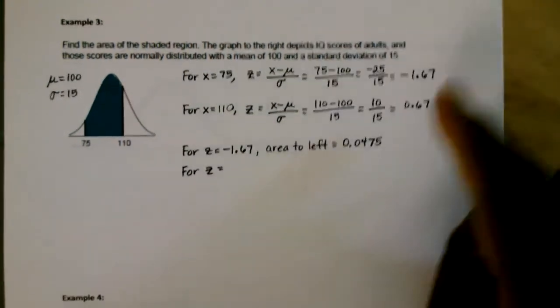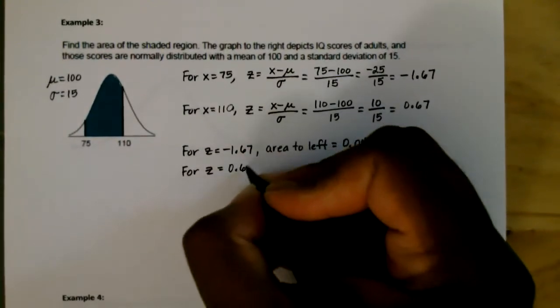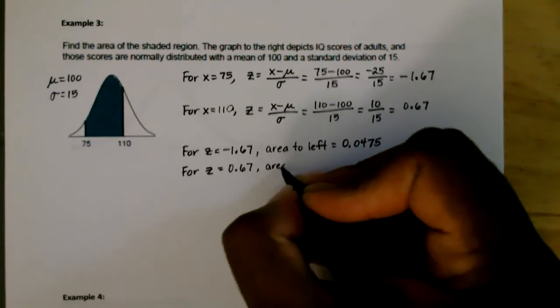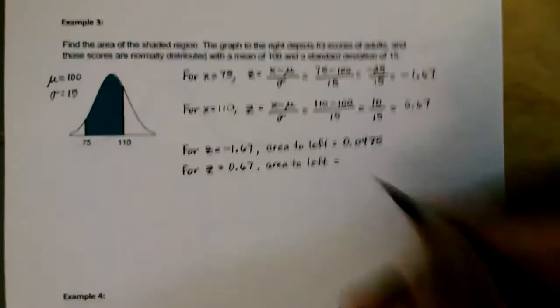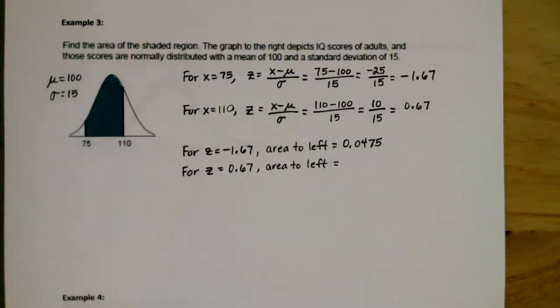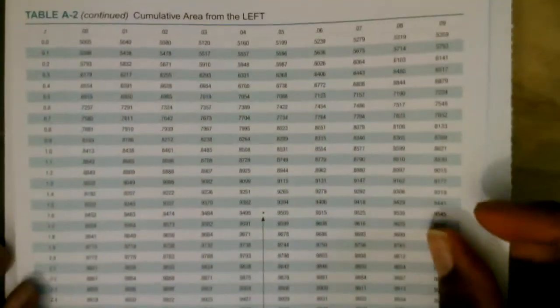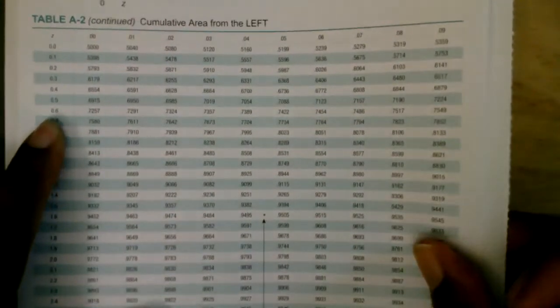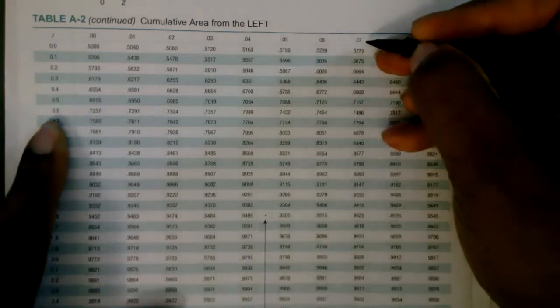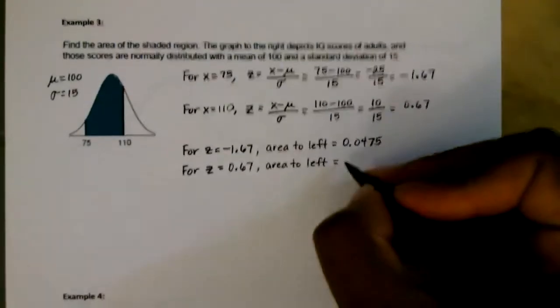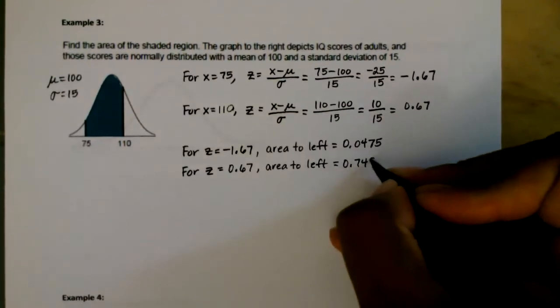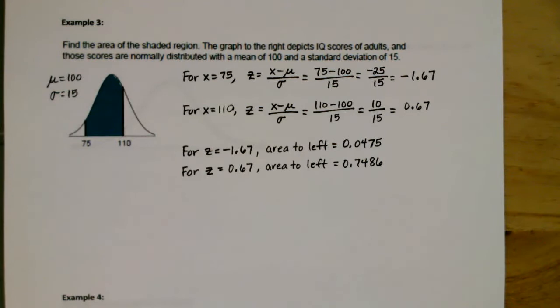Now for z equal to positive 0.67. It's a positive z-score, so we have to look at the page that says positive z-scores for table A-2. Okay, so 0.67 is 0.6 right here, and then 0.07 is over here. So read across and down, that's going to be 0.7486. Okay.